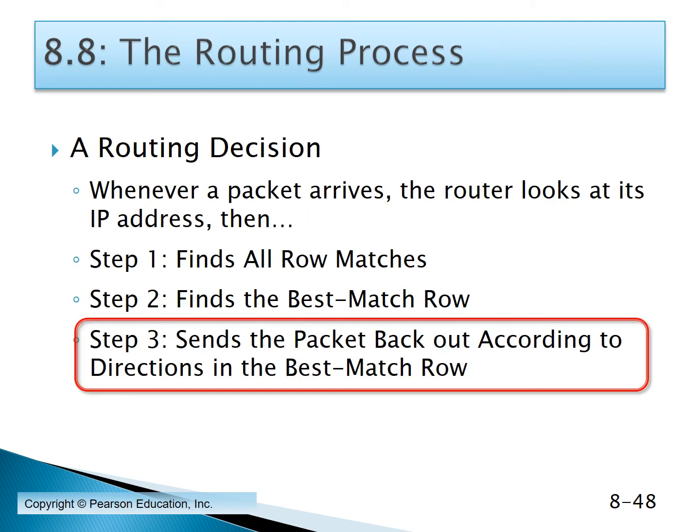Okay, so now we'll look at step 3. After deciding which row we should follow, we'll just send the packet out according to the direction in this best match row. So if this best match row is saying interface 5 and the next hop router is, say, A, then you will just send it out there.